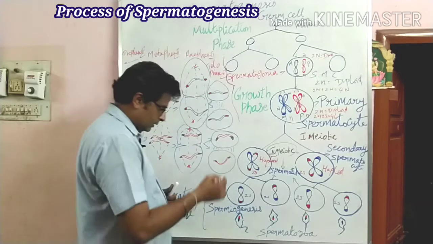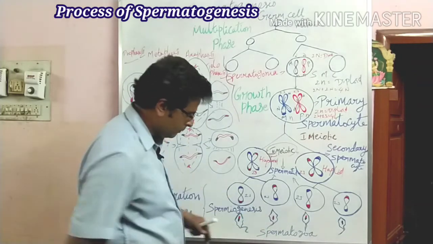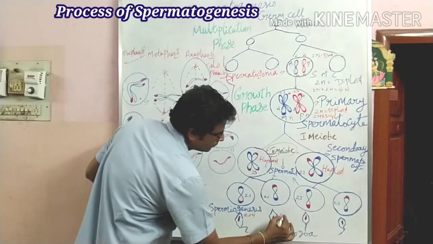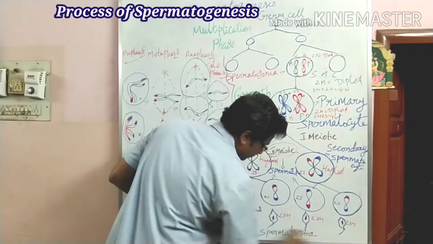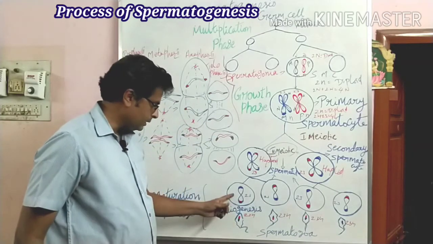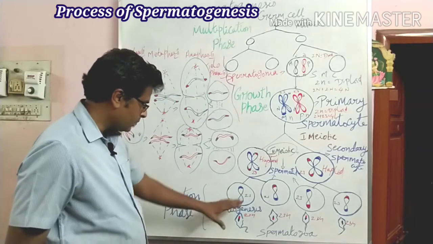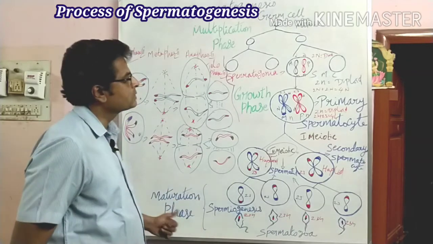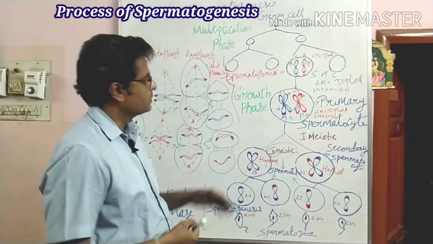The spermatid is then converted into spermatozoa or sperm, which is also haploid, 23. The process of formation of spermatozoa from the spermatid is called spermiogenesis. This phase is called the maturation phase. Understand? I will repeat it once again.